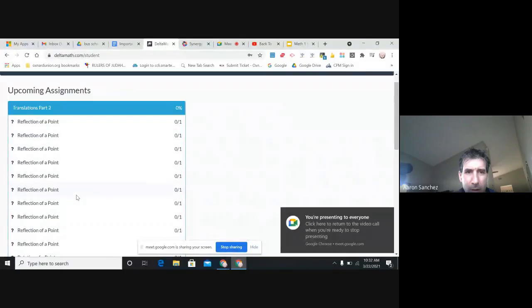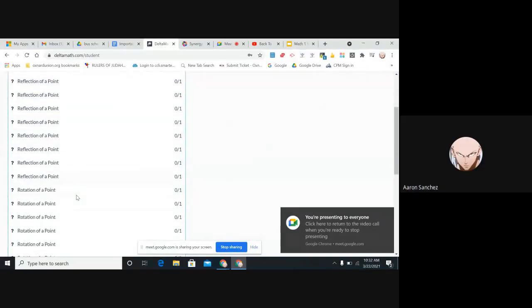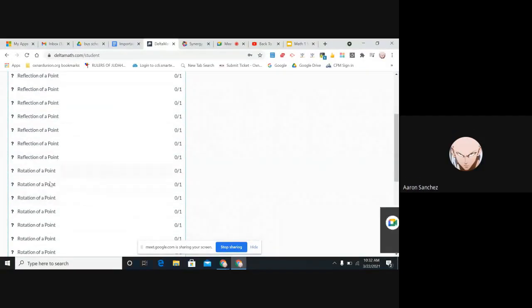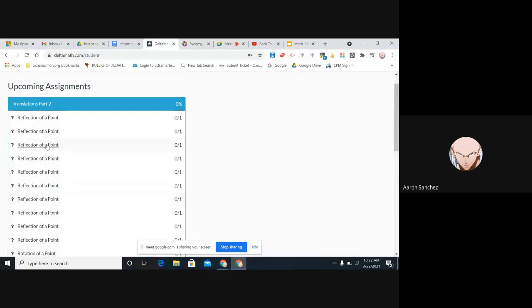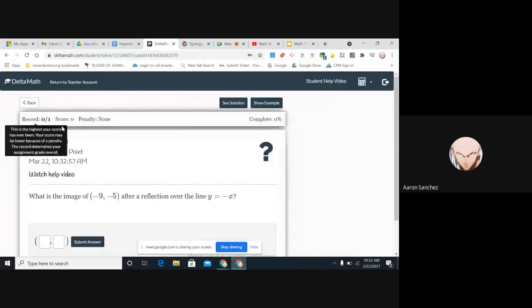We're just going to do reflection of a point, okay? There's only 10 problems today. We're not doing rotation. Just reflection of a point. Let's take a look at the reflection of a point problem. What makes this hard is that we're going to have to graph these, all right? So you guys all on it? I'll show you a couple, and then that'll be it.